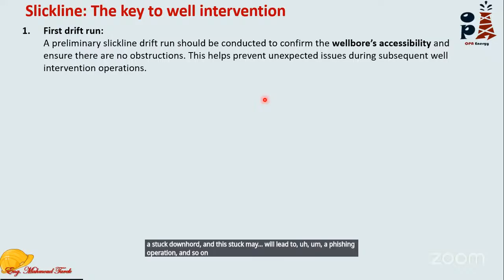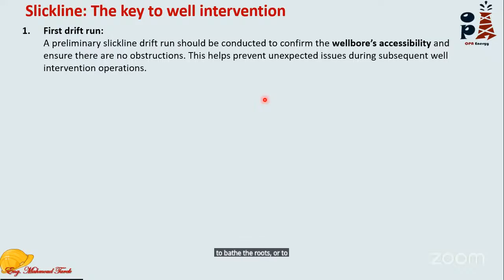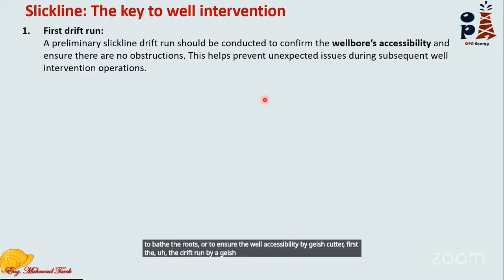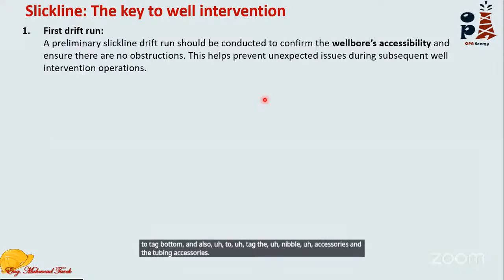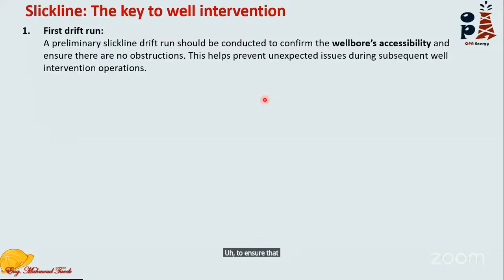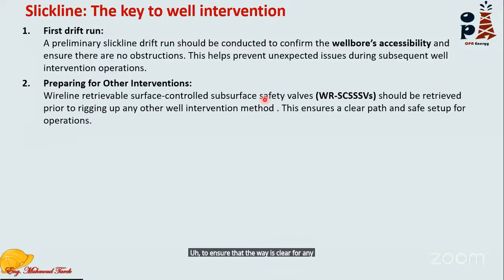So you need to pave the road or ensure the well accessibility by gauge cutter. Firstly, the drift run by a gauge cutter to tag bottom, and also to tag the nipple accessories and the tubing accessories to ensure that the way is clear for any upcoming well interventions. And also, as we said, to prepare the road or the inside of the tubing.